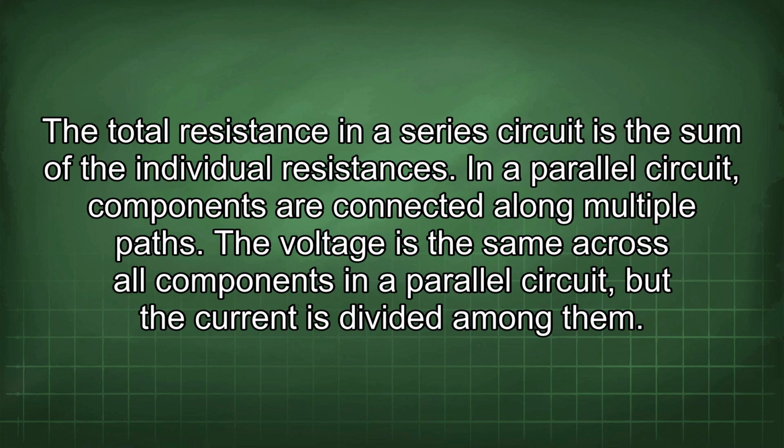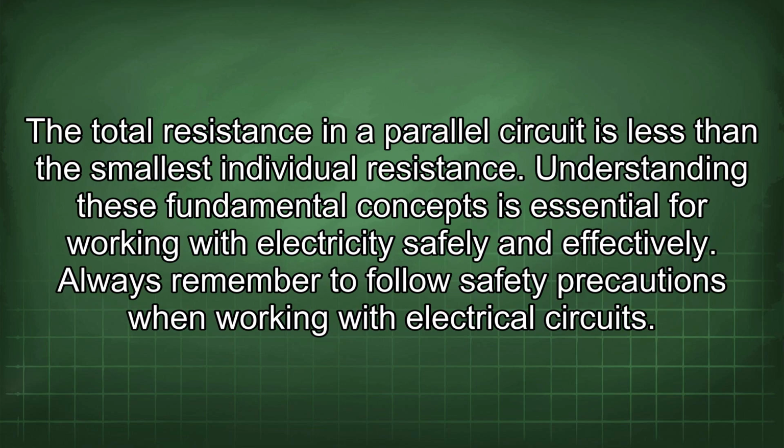In a parallel circuit, components are connected along multiple paths. The voltage is the same across all components in a parallel circuit, but the current is divided among them. The total resistance in a parallel circuit is less than the smallest individual resistance.